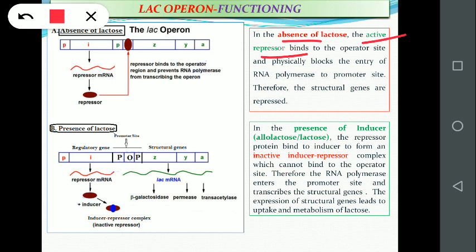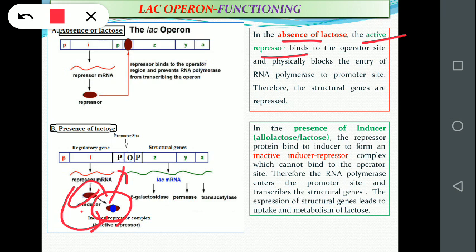So now what happens? Now the lactose is there, and we have the active repressor. Lactose comes and binds to the repressor and inactivates it. Lactose is an inducer that binds to the repressor molecule and makes it inactive. Because of this inactive inducer-repressor complex, the repressor is unable to bind to the operator site. So now the promoter site is free.